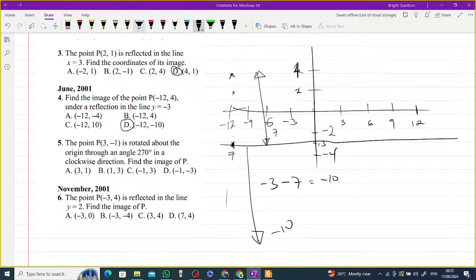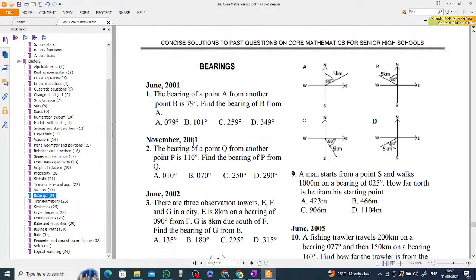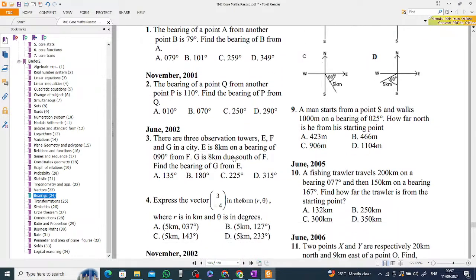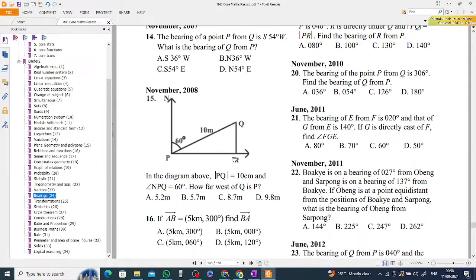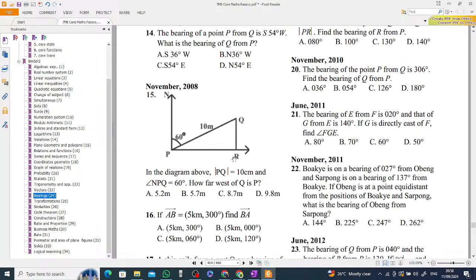So I don't want us to waste much time on it. You said you had issues with bearings, eh? Yes. Let me see if I can get some questions for you, just like we did in the emails. Let me see if I can get more ones.